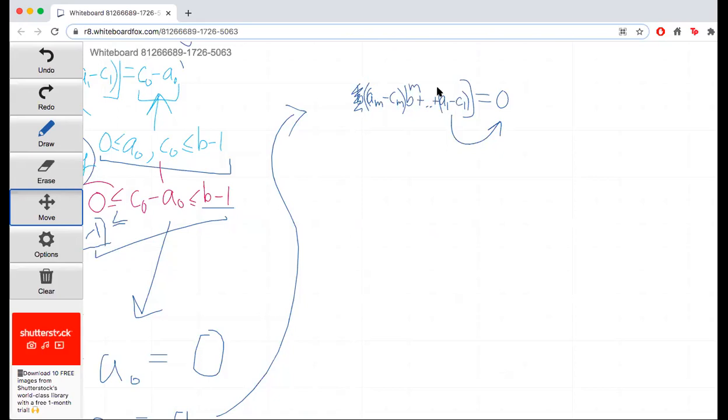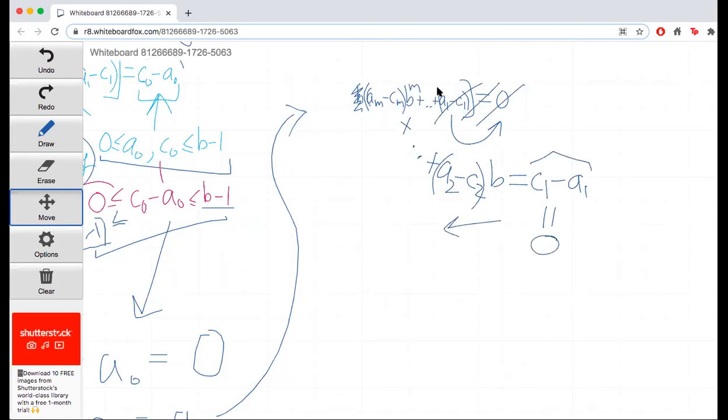Zoom out. Sorry. So that means instead of this equals 0, we're going to have plus dot dot plus A2 minus C2 times B equals C1 minus A1. But then the exact same reasoning applies to say that C1 minus A1 is 0, because the left-hand side is a multiple of B, and this side can only take values between minus B minus 1 and B minus 1.